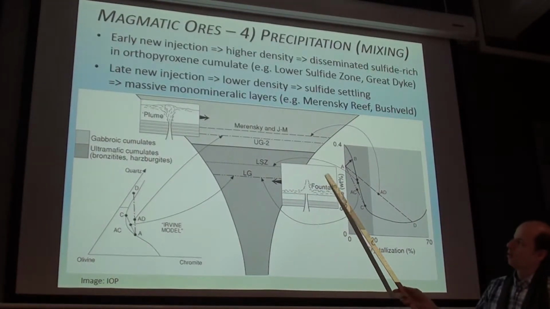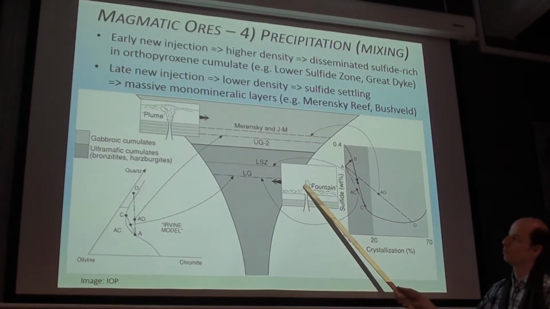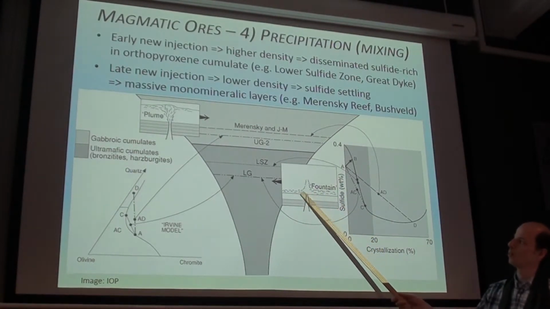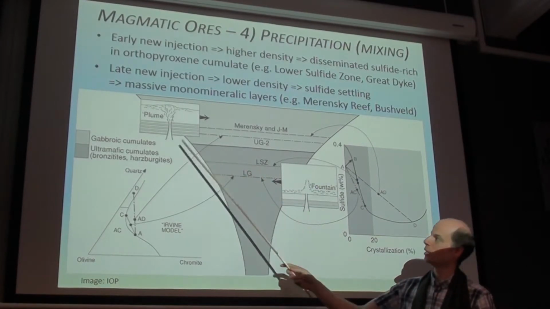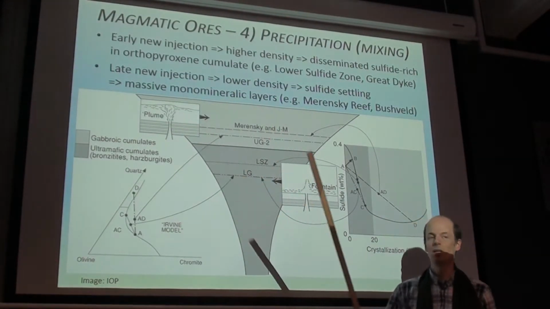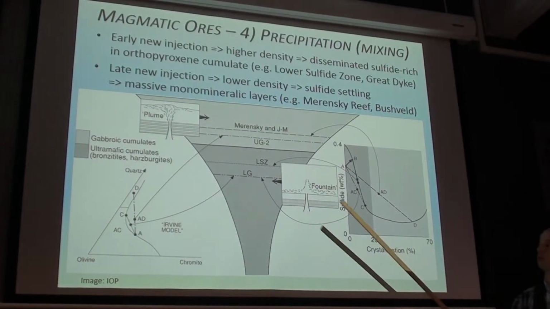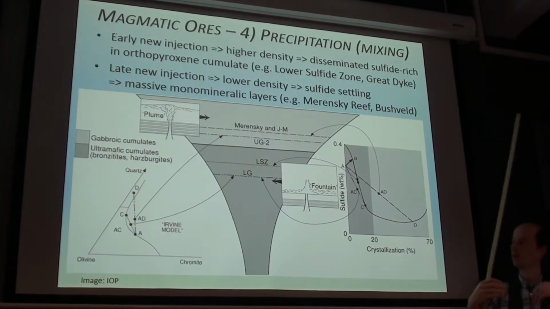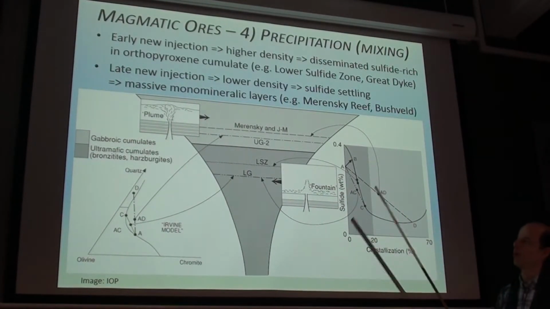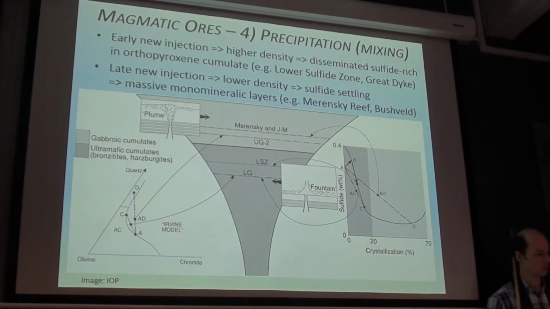And depending on when mixing might occur within a magma reservoir or magma chamber, we might end up with a new melt basically percolating towards the bottom of a magma reservoir, or later the new melt might actually be less dense than the residual melt in the reservoir, so we've got this new melt really floating on top, more efficient mixing, and better precipitation of these massive oxide and sulfide layers.